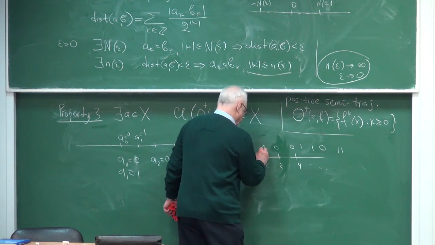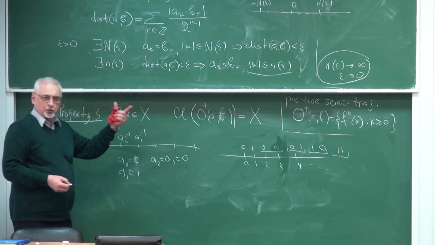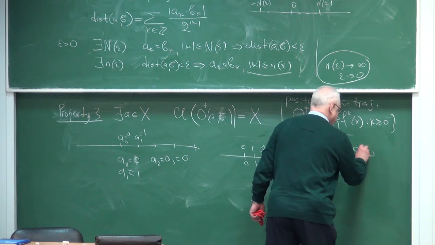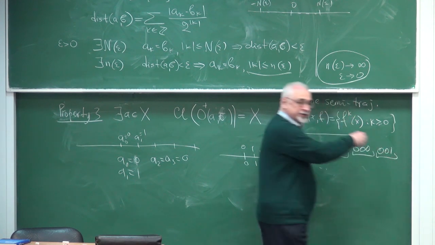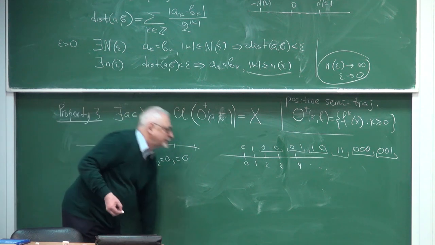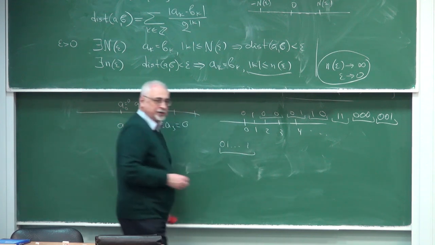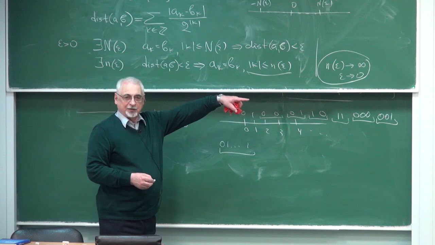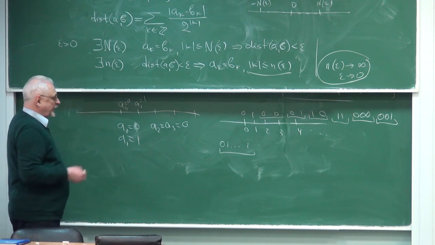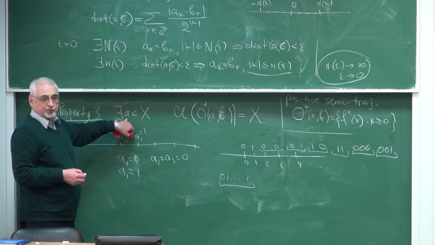I put all these two element sets of 0, 1 different to the right. Then I put all three element sets and so on. And I get a sequence such that if I have any finite block of 0 and 1s, there is such a block somewhere to the right of zero. I put all the blocks. And this sequence A has the desired property.